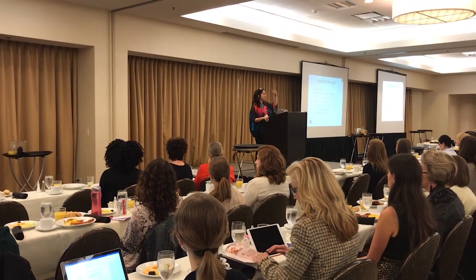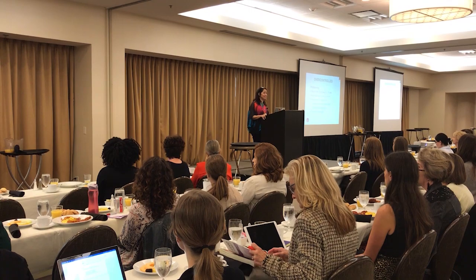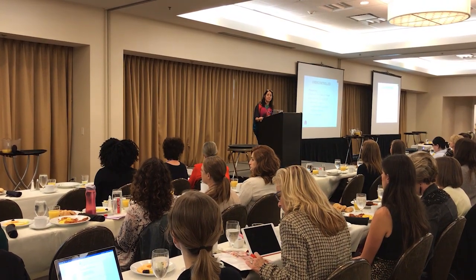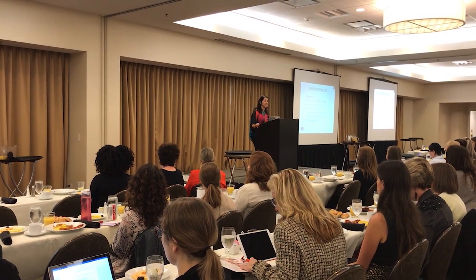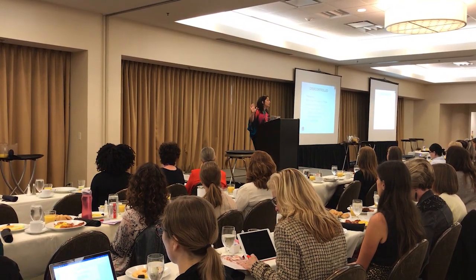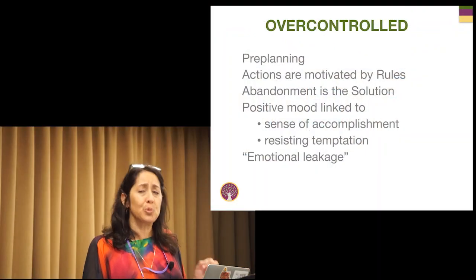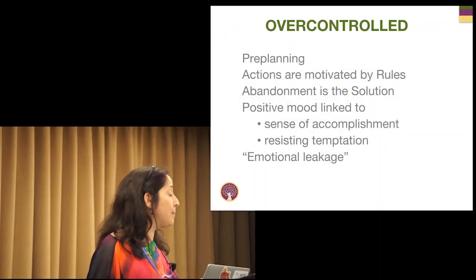Because UCs will commit to anything and mean it at the time, and later, not mean it. So, for UCs, they're less likely to follow through with those kinds of commitments. For OCs, positive mood is linked to sense of accomplishment and resisting temptation. Whereas for UCs, positive mood is linked to feeling understood. So I've mentioned they will show emotion with trusted friends and family, extremely rarely in public.